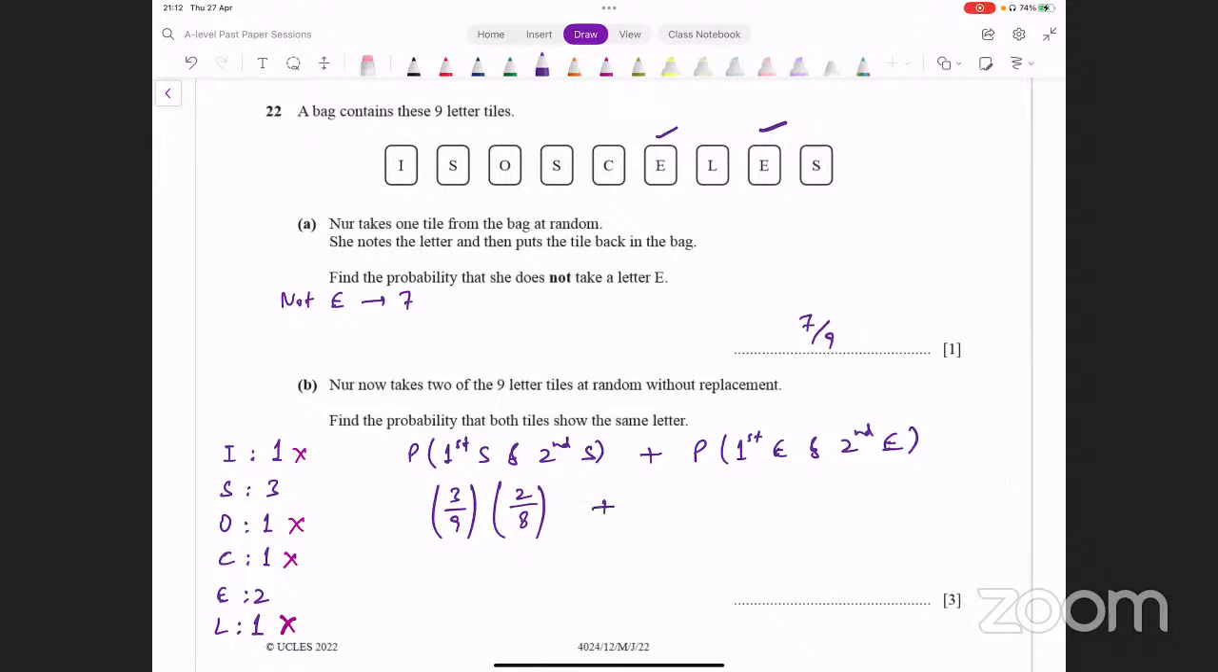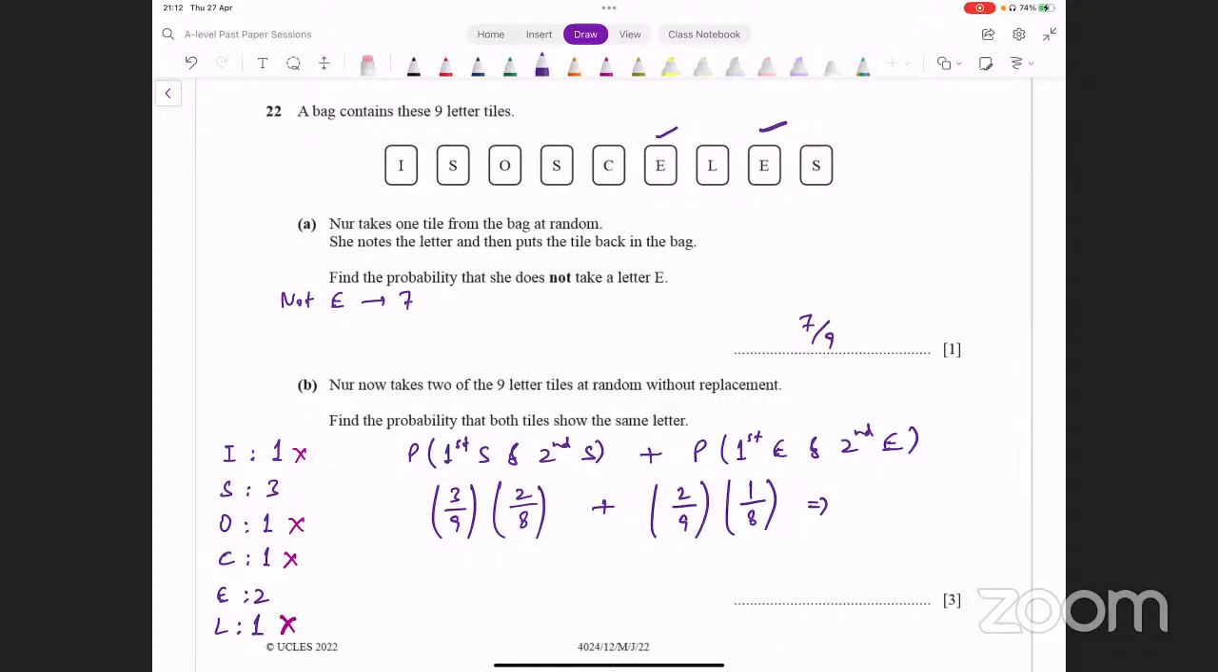The second possibility is you have 2 E's. What is the probability of taking out E the first time? You have 2 E's out of how many? 9. The probability of E the first time will be 2/9. Once you have already taken out 1 E, how many E's are you left with? You're left with only 1 E, so that's 1 out of how many? 8. That's 1/8. You can evaluate this and see what you get.